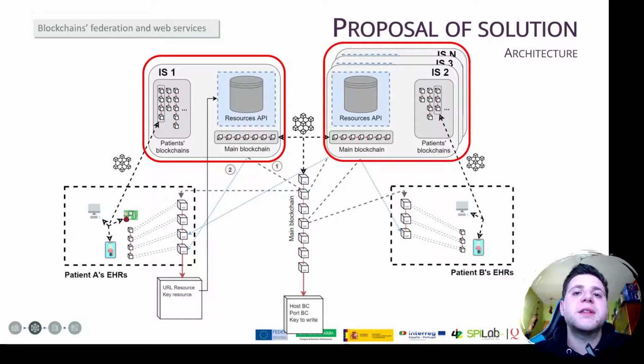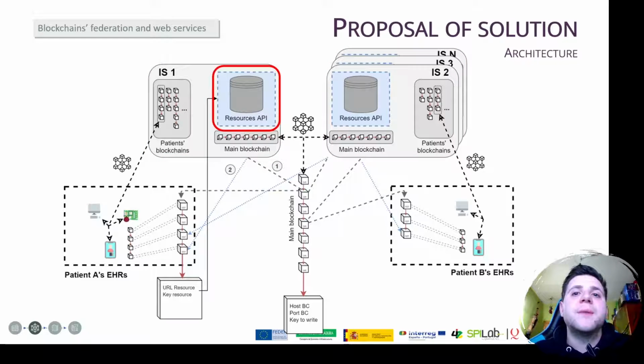The data is still stored in the information system of each institution or service that generated it, specifically in the resources APIs that offer themselves as a web service. As we say in the paper, the resources API can be replaced by the actual storage system of the information system if they provide a way to offer data by means of a web service.